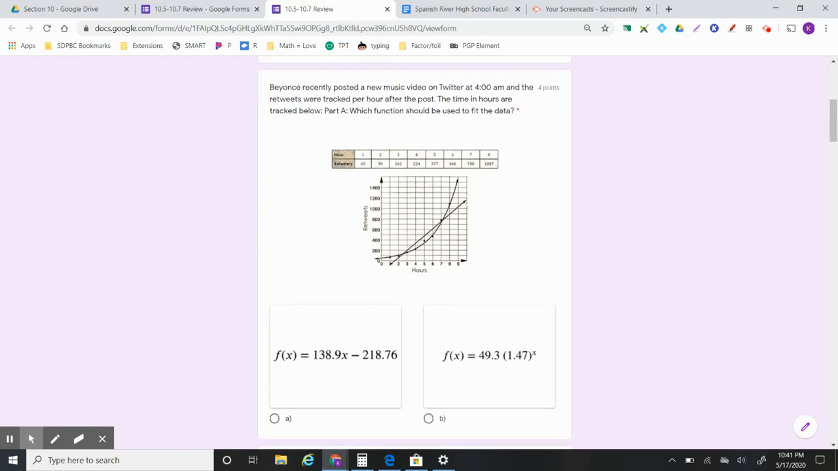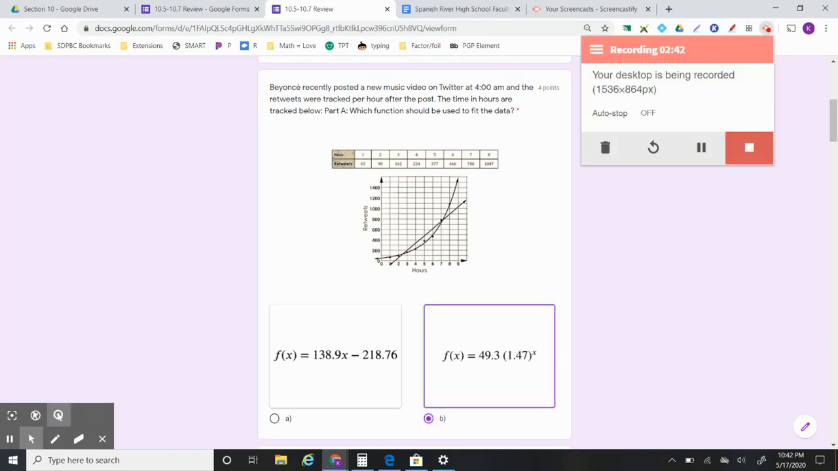Next one, we've got Beyonce recently posted a new music video. Part A asks which function should be used to fit the data. Now looking at the data itself, the dots are going along the curved exponential line. So because the data is in an exponential shape, the function that should be used is the exponential one. It should be the exponential function because the dots are in the exponential pattern.